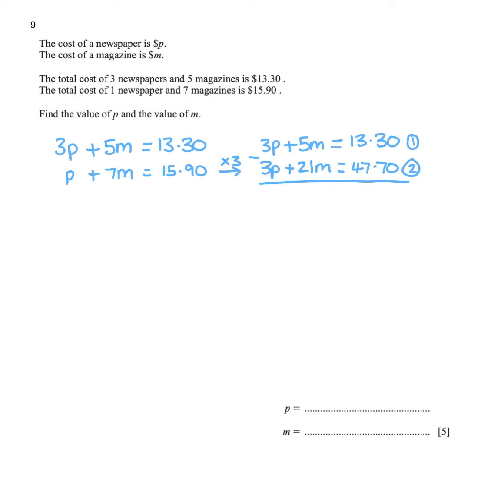So if I subtract them, I'm actually going to do 2 minus 1 just to keep them positive. So 3p minus 3p, and then 21 minus 5. So that's going to give me 16. And 47.70 minus 13.30 gives me 34.40. So I can divide by 16, and then I find out that a magazine is going to cost me $2.15.